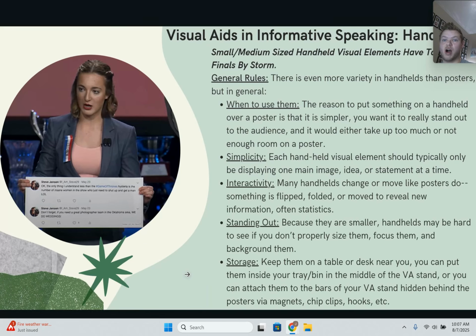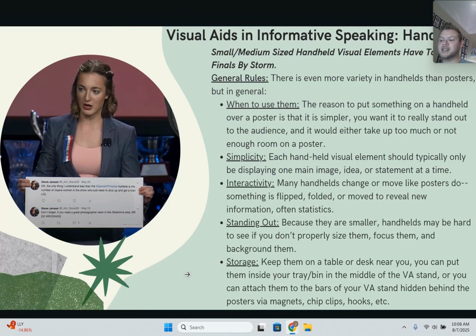Now, handhelds are also often interactive, just like posters are. Something can be flipped or folded or moved to reveal new information, often like statistics. And you can also put stuff on the back of your handheld, just like your poster, so that they can be flipped around and used a second time, which reduces the amount of materials you need and the amount of space that they would take up. One of the most common kinds of handhelds is a flip book, where it looks like a poster that has somehow been folded in half, and then it opens up like a book, and then you can continue flipping pages, and each page is a new poster. And we'll talk a little bit more about how to make those on the next slide.